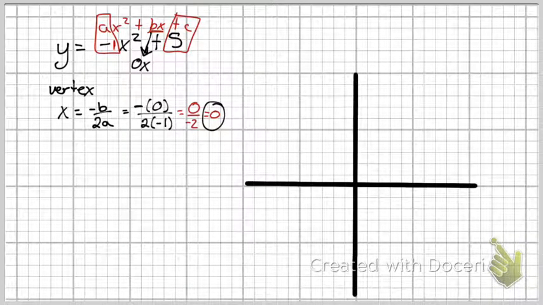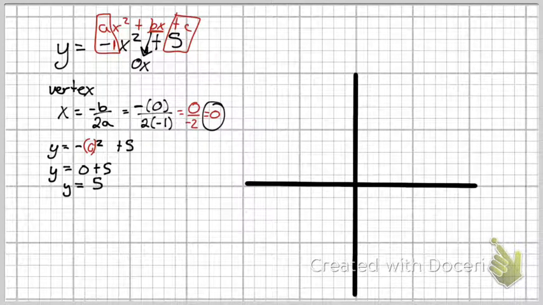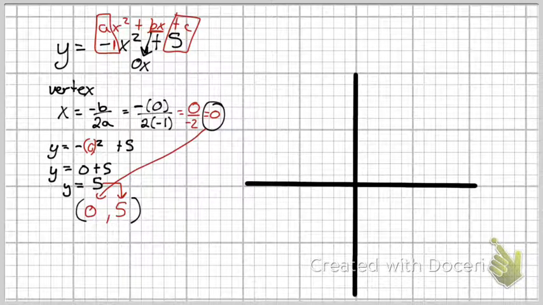To continue on, we need to find our y value. So we take our equation, y is equal to negative x squared plus 5. We're going to substitute 0 in for x and work it out. So 0 squared is going to be 0. So we just have 0 plus 5, which is 5. So our starting point on this, we have 0 for the x, and we have 5 for the y. So I'm going to start at 0, 5 on this graph.